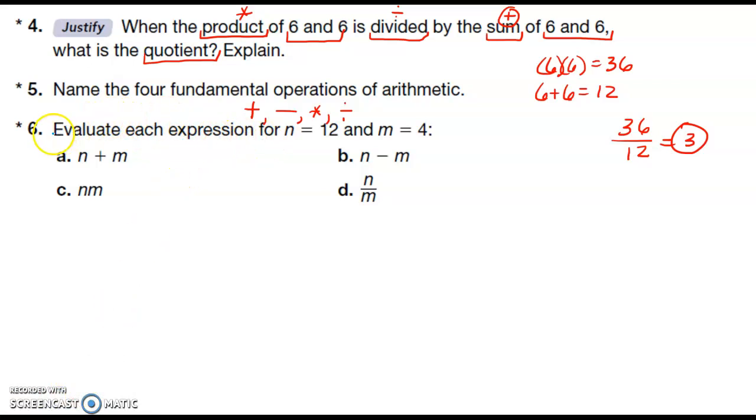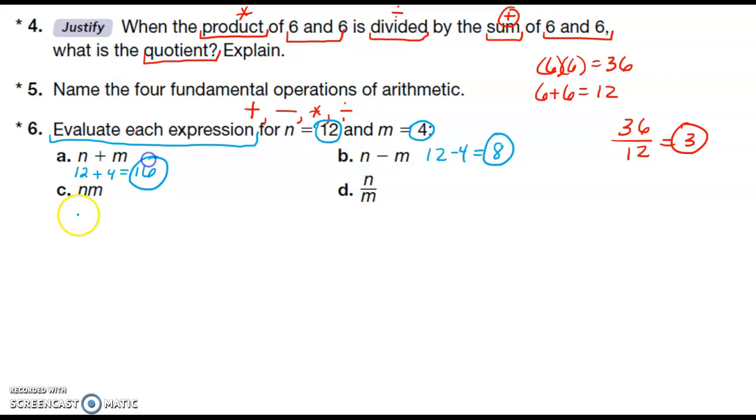Evaluate each expression. That just means we're going to plug in numbers for n is equal to 12 and m is equal to 4. So here I have 12 plus 4 is equal to 16. Here I have 12 minus 4 is equal to 8. When I have my letters right next to each other and there's not an operation there, that's multiply. So I have 12 times 4, which is 48. And then I have 12 divided by 4, which is 3.